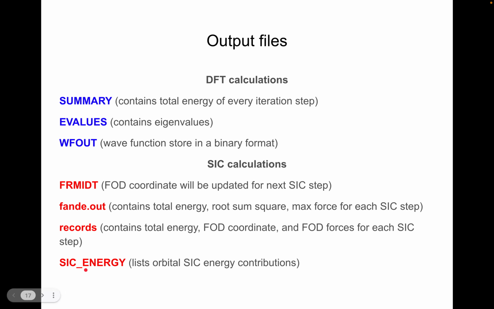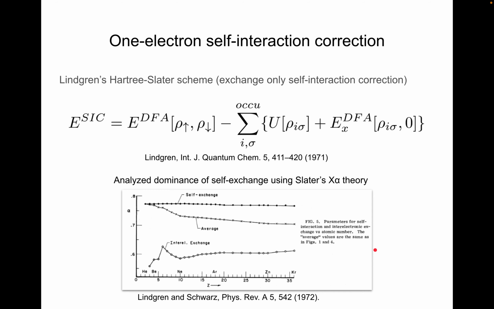Finally, the SIC underscore energy file. This file contains the orbital contributions of the SIC energies and a little bit more detail about where the SIC energy contribution is coming from. So those are the important output files for the users.